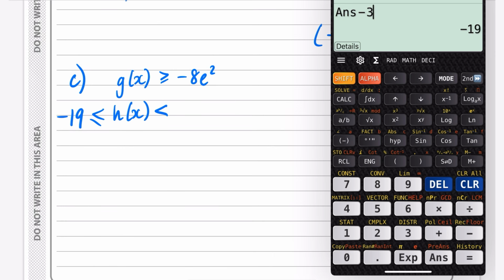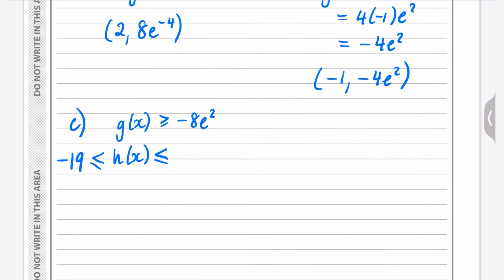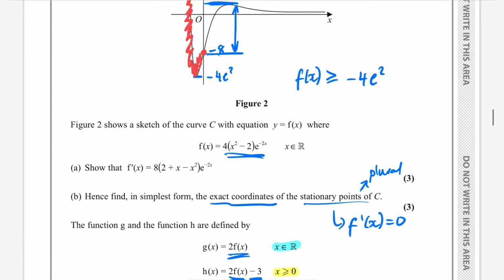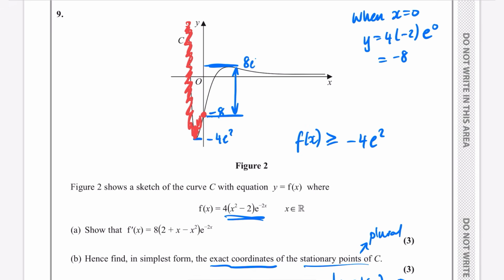Let's now think about what's happening at the top end. Well, this is the coordinate of the maximum point on the original graph, which is 8e to the minus 4. So this is 8e to the minus 4. So the range of the original one, if you got rid of this red section, is between minus 8 and 8e to the minus 4.